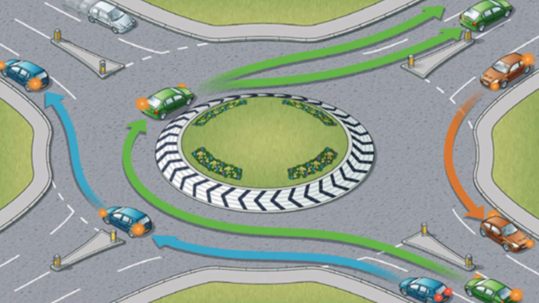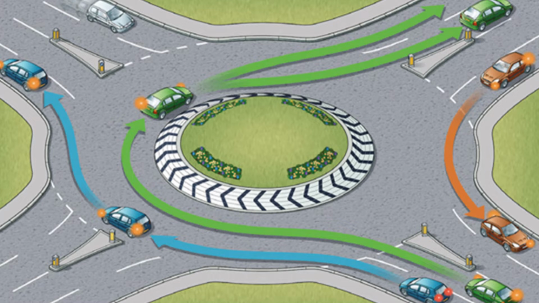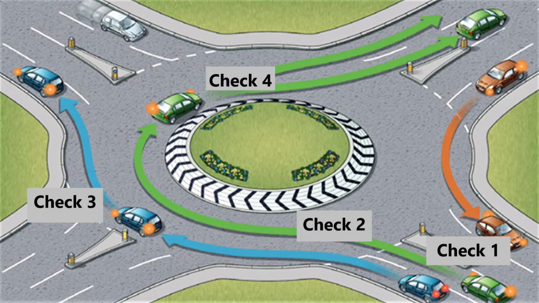So we track the other vehicles as we move around the roundabout and we know where they are at all times. As it's difficult to check the door mirrors whilst we're steering round corners, we need to pick out those moments when the steering wheel is fairly straight to be aware of other vehicles on the roundabout. These are shown on the diagram on a standard roundabout as checkpoints 1, 2 and 4.